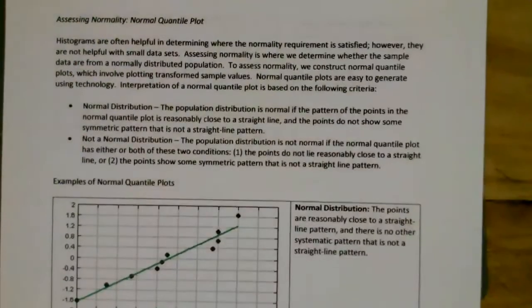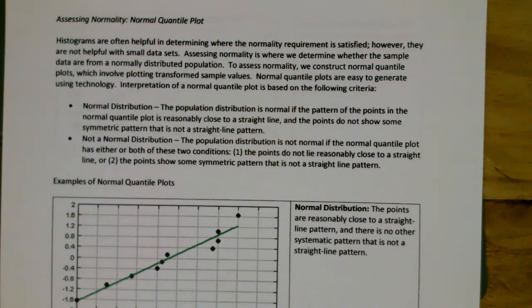All right. The last thing I'm going to talk about in this video is assessing normality. And that's going to be the use of a normal quantile plot. With that, you're probably going to need to use technology in order to assess normality. Histograms are often helpful in determining whether the normality requirement is satisfied. However, they're not helpful with small data sets.